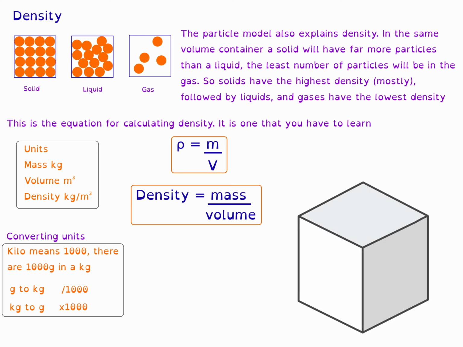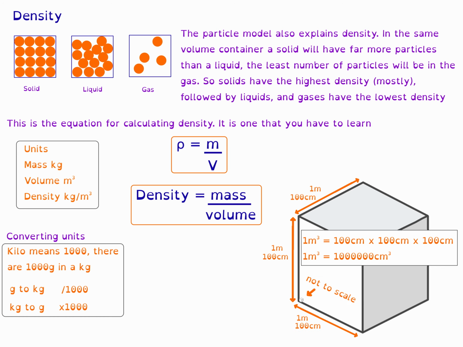If you think about a metre cubed, it's a metre by a metre by a metre. Or you could say it's 100 centimetres by 100 centimetres by 100 centimetres. If you work that out, you find that in a metre cubed there are 1 million cubic centimetres. So that's our factor of change. So to go from centimetres cubed to metres cubed, you need to divide by 1 million. And to go from metres cubed to centimetres cubed, you need to multiply by 1 million.